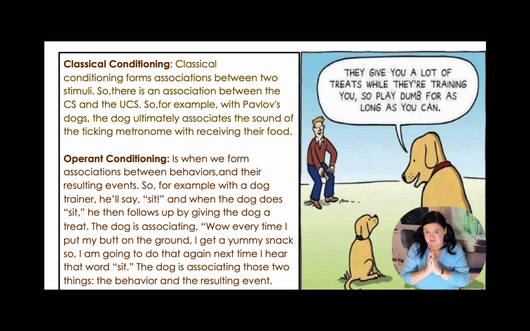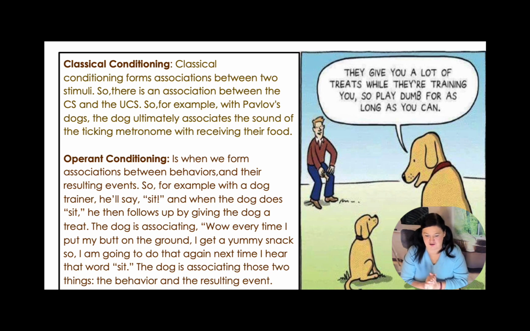So just like on the illustration down here, we have a little dog and the dad dog. They'll give you a lot of treats while they're training you, so play dumb for as long as you can, right? The difference between classical and operant conditioning is that there's a reward involved in operant. Okay, so it's that reward that makes the behavior have the desired effect.